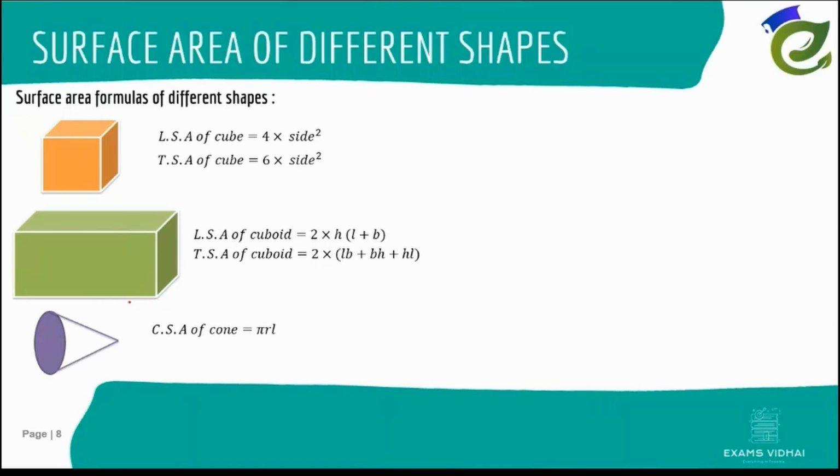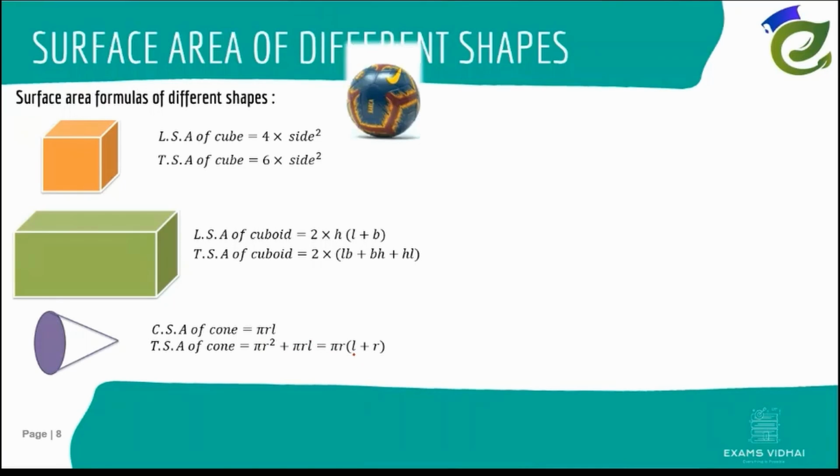Whereas for a cone, it's different. It is CSA because it has a curved area. So the CSA of a cone is pi r L, where L is the slant height of the cone. The total surface area of a cone is the curved surface area plus the base area of the cone. Here, the base area of the cone is nothing but the area of a circle. So it is pi r square plus pi r L, that is pi r (L plus r).